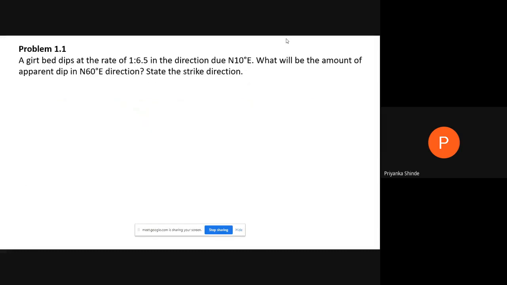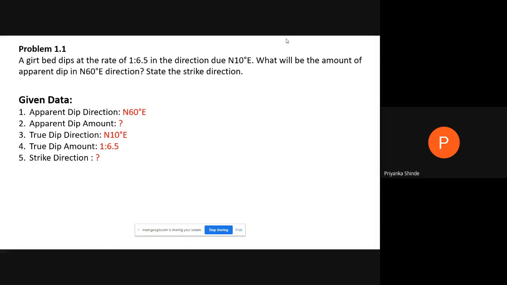It's very easy. First we will see the given data. The apparent dip direction is given, that is north 60 degrees east. Along that direction we are going to find the amount of apparent dip. The true dip direction and true dip amount are also given. Then we need to find the strike direction.